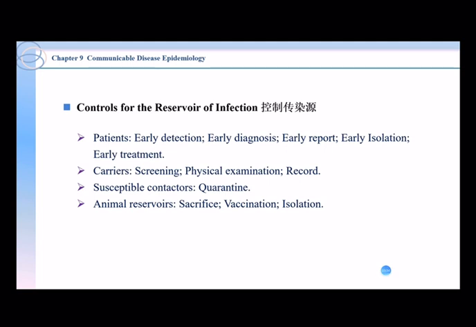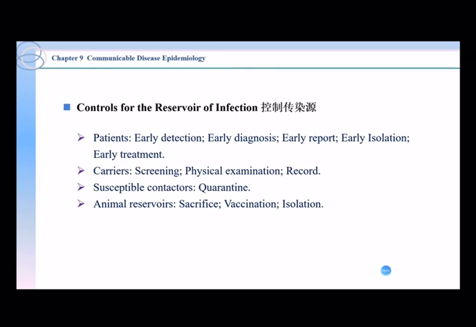There are many ways to control the reservoir of infection, including controlling it from the patient, carriers, and susceptible contacts, and also the animal reservoirs. For the patient, we should detect early, diagnose early, report early, and isolate and treat patients in time. For the potential carriers, we should perform screening and physical examination, like fever examination, to record their symptoms or behaviors. For the susceptible contacts, for example during COVID-19 in China, we quarantined those people. For animal reservoirs, we can use culling, vaccination, and isolation.